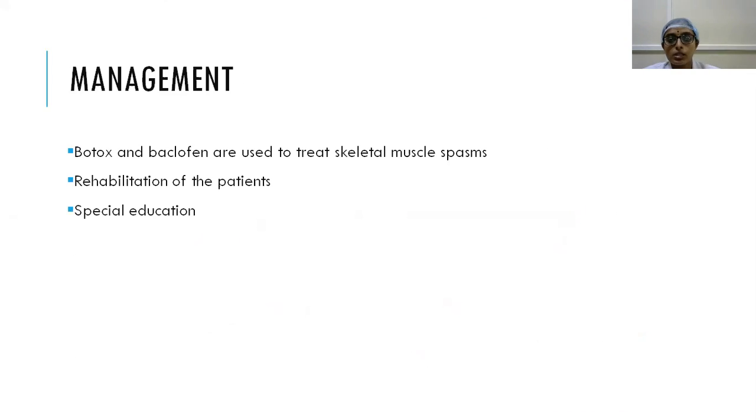To treat the muscle spasms, different treatments like Botox injections, baclofen and skeletal muscle relaxants are given. Rehabilitation of the patient is done, and some special education, repetitive activities of muscles and other things are advocated. Mainly physiotherapy is the mainstay of treatment to prevent the occurrence of deformities, flexion contractures, etc.